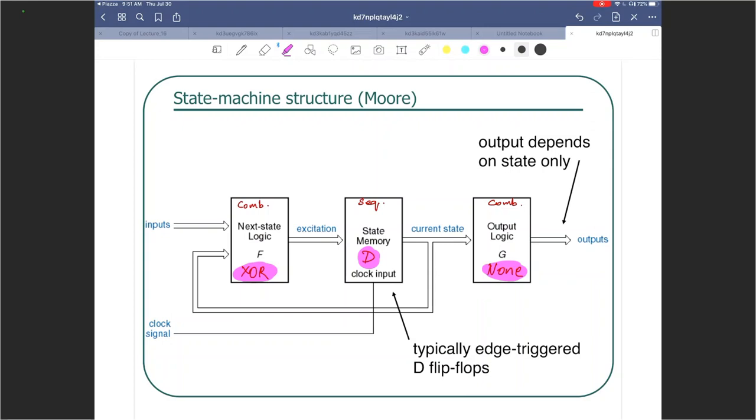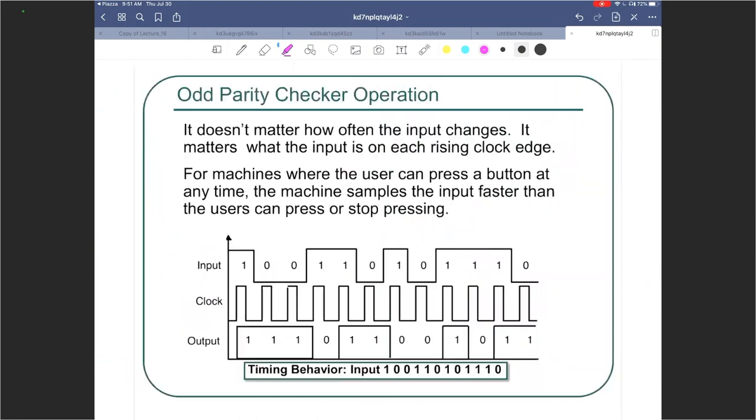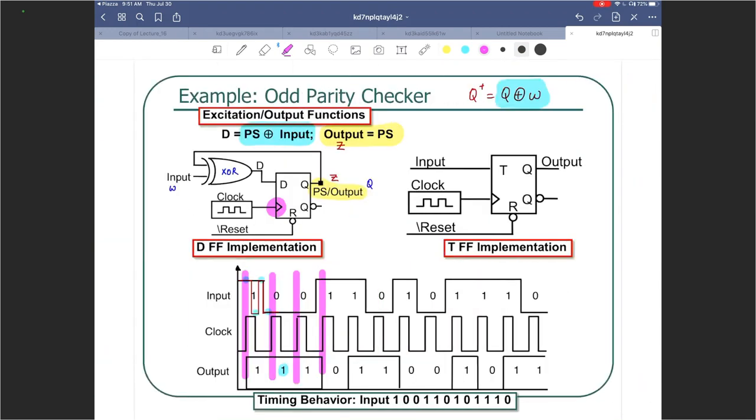Just to show you how it fits, if I go back and take a look at this, you see we used a D flip-flop. Output Z was the present state. So there was no combinational logic after the output of the flip-flop, but between the input and the flip-flop, there was an exclusive OR gate.